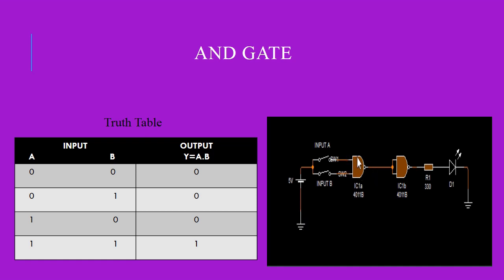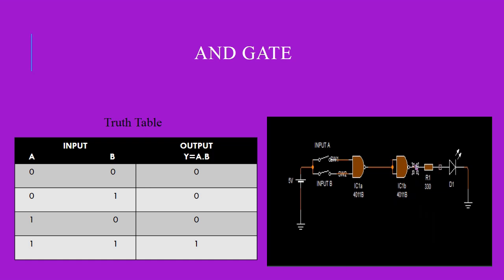The output terminal of this NAND gate is connected with the input of the second NAND gate. Input of the second NAND gate has been shorted. That means this output terminal is connected with either this terminal or this terminal. This terminal has been shorted.